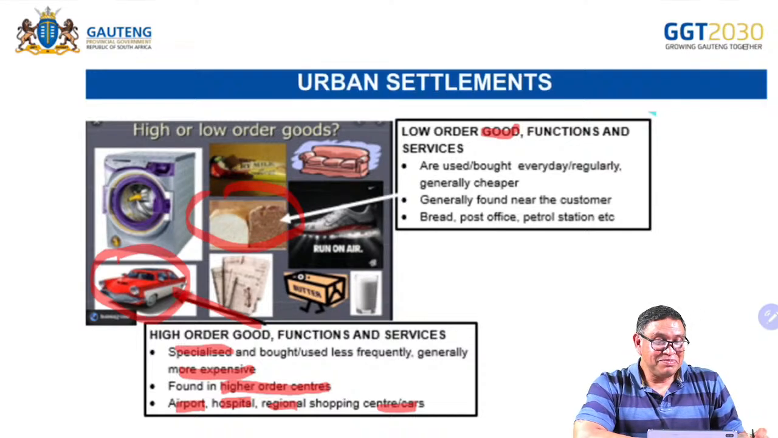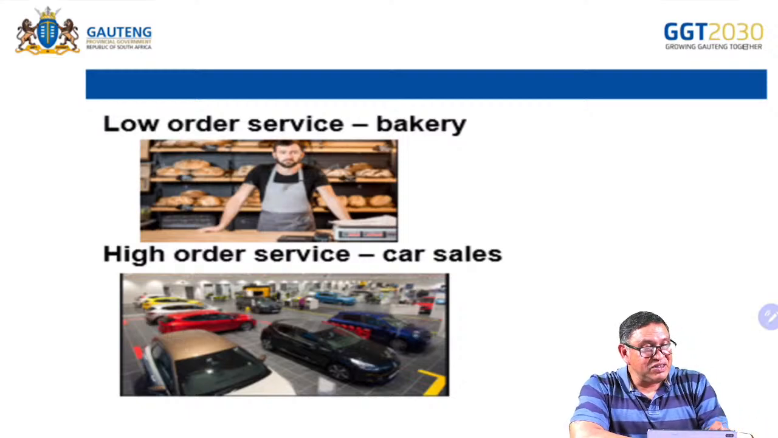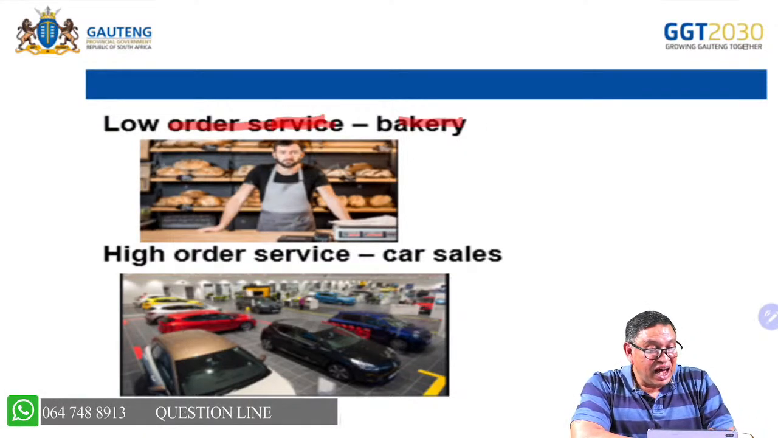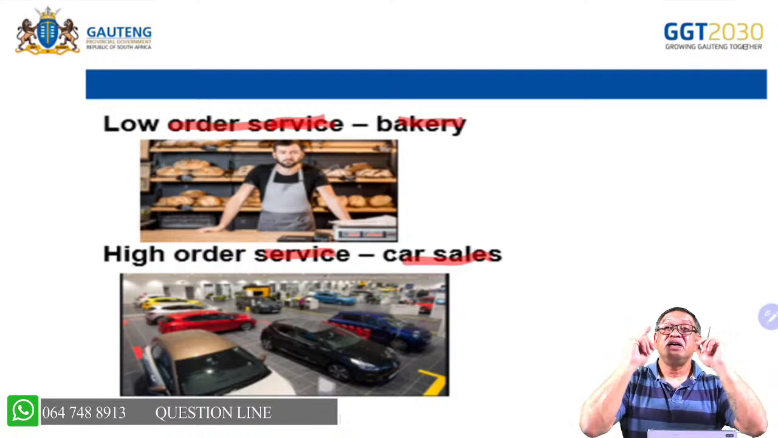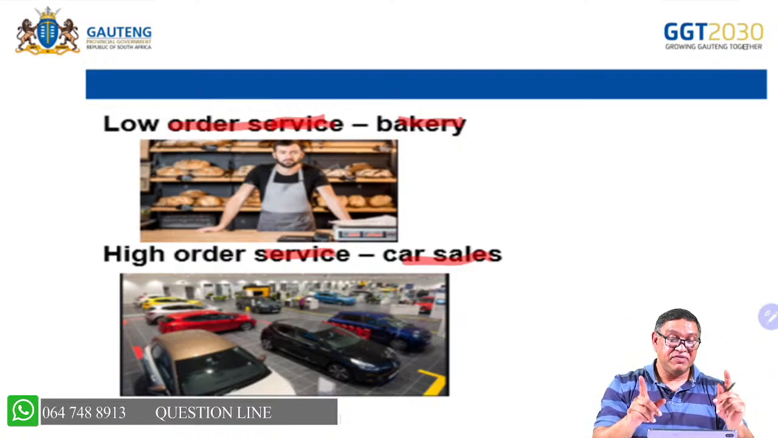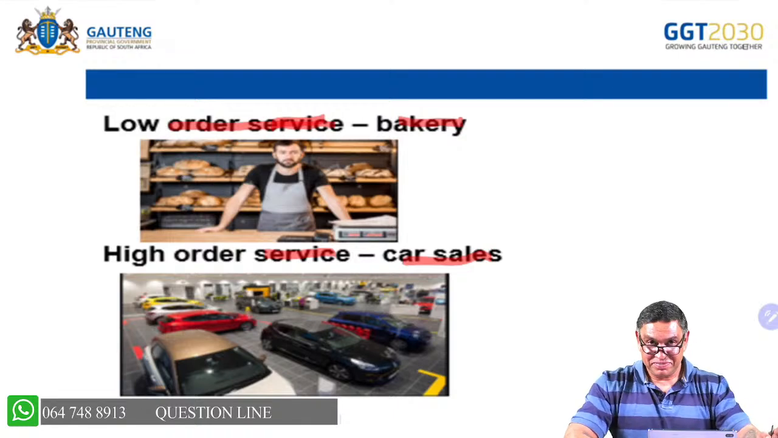Okay, another thing again, can you see low order service? Bakery, service. High order service, car sales. Good is a car, good is bread, service is bakery, car sales. All right.